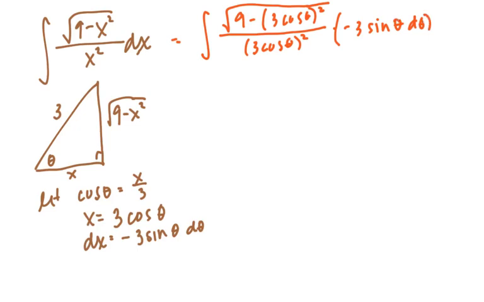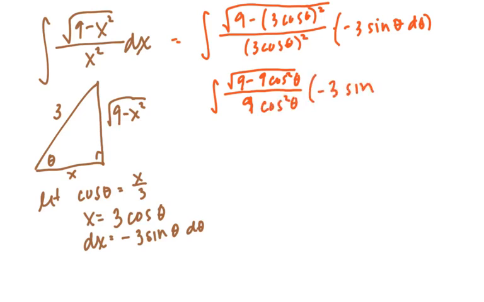Now you're going to do the algebra to fix this up. So we do the square root of 9 minus 3 squared, which is 9 cosine squared theta, over 3 times 3 is 9. And then we have cosine squared theta times negative 3 sine theta d theta.